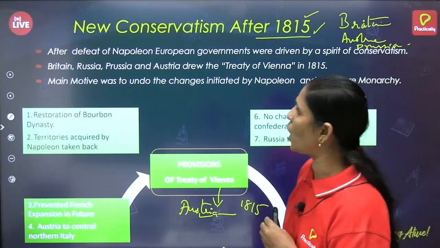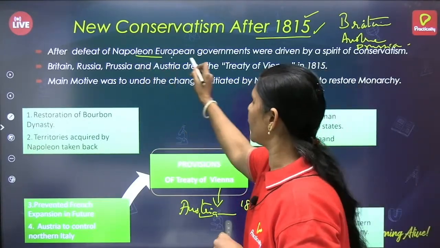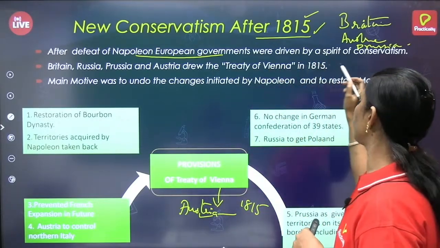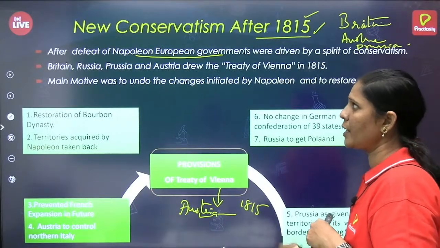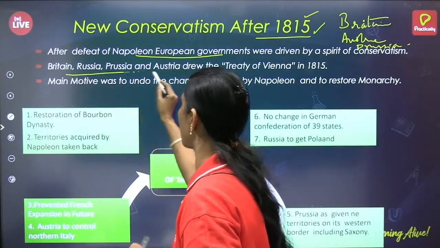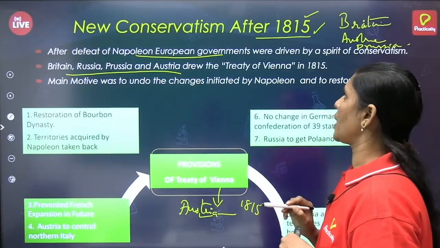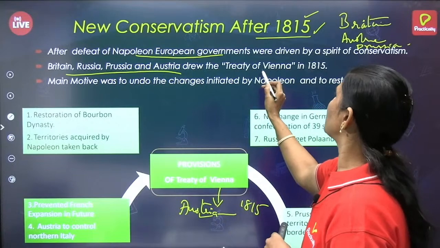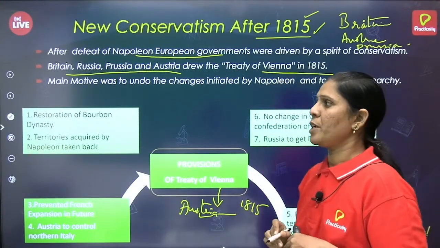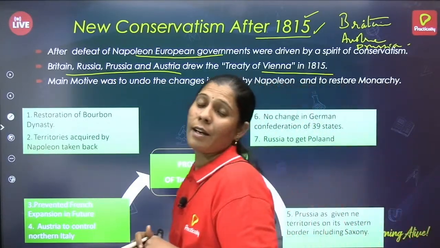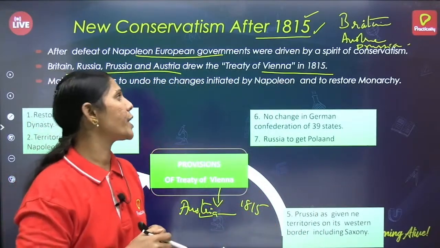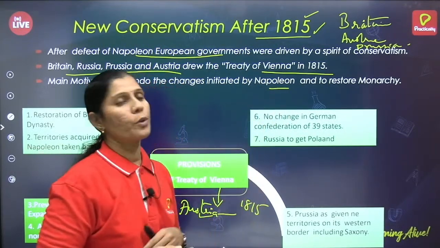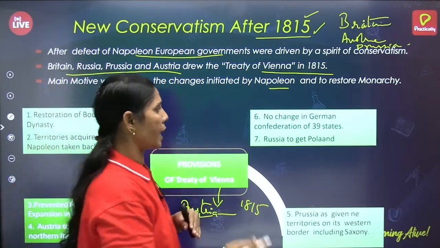Okay, so let us see now, after the defeat of Napoleon in Europe, the governments were driven by a spirit of conservatism. Again, you can see here, Britain, Russia, Prussia and Austria formed an agreement called the Treaty of Vienna in 1815. The main motto of this agreement was to restore, in France after Napoleon, the monarchical rule again.